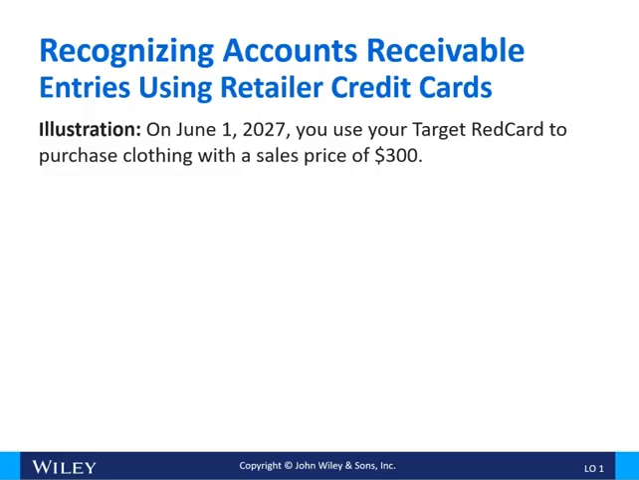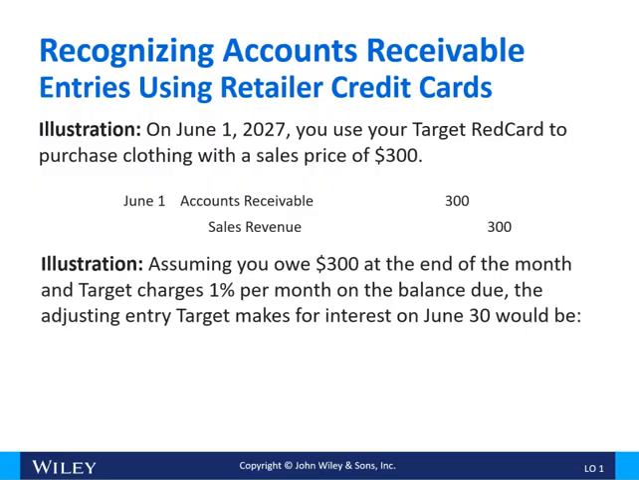Using retailer credit cards, on June 1st, you use your Target Red Card to purchase clothing with a sales price of $300. Since it's a retailer credit card, it's Target, they're the ones that are going to be collecting that money. So we're going to set it up as accounts receivable on the Target side. So we debit accounts receivable, credit sales revenue for $300. So we've extended credit. We've sold it on account using that retailer credit card.